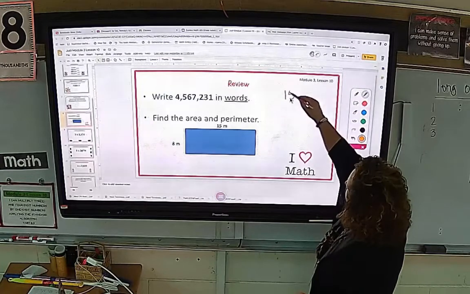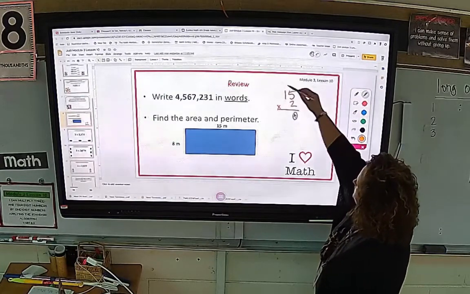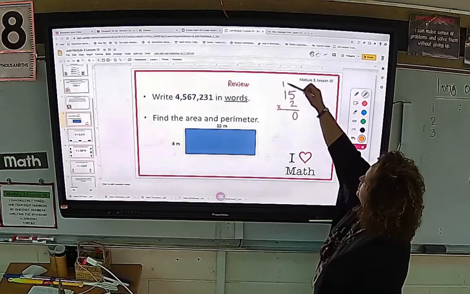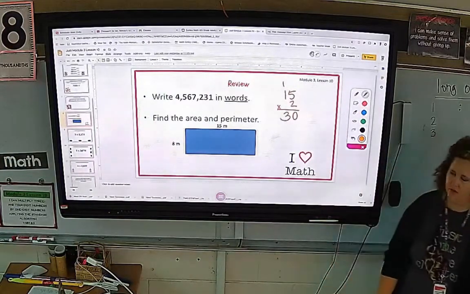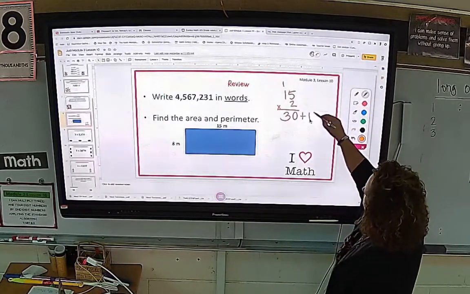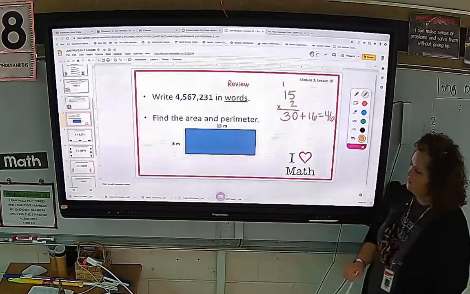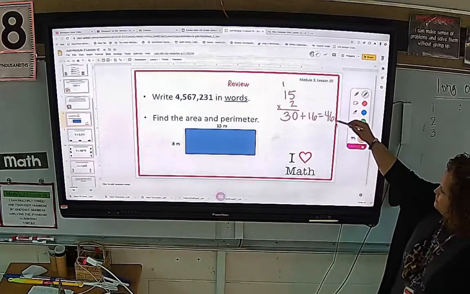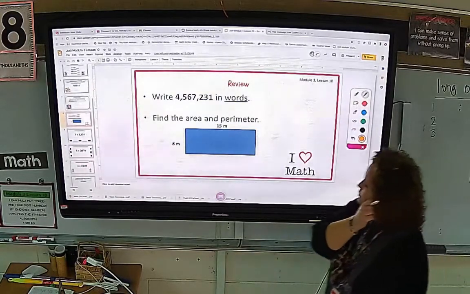15 times 2. 2 times 5 is 10. 2 times 1 is 2, plus 1 more is 3. That is one way you could have figured that out. 8 times 2 we already know is 16. And so that equals 46. That was one way to do that. 46 meters. Okay? All right, go ahead and clear off your board.